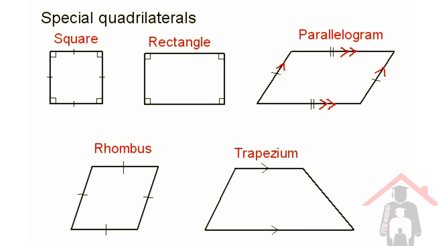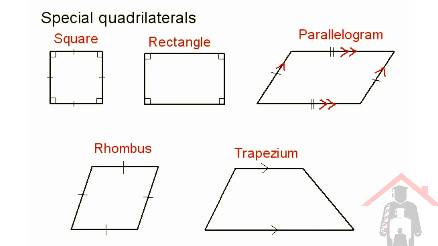Some people think of a parallelogram as a pushed over rectangle. This one is a rhombus. Again, this side is parallel to this side. This side is parallel to this side. All the sides are the same length. Some people think of a rhombus as a pushed over square. On a trapezium, we just have one pair of parallel sides.